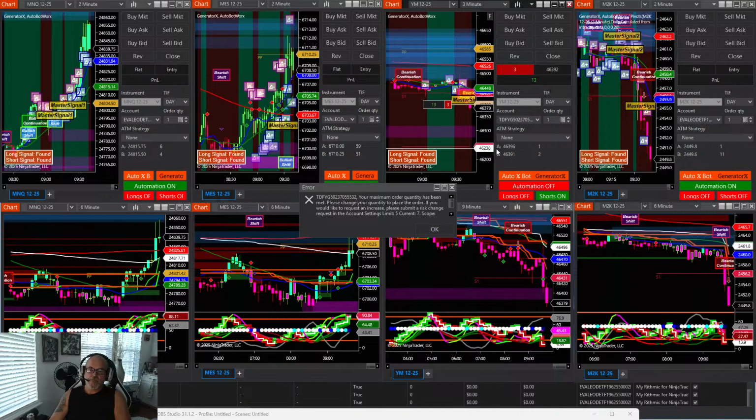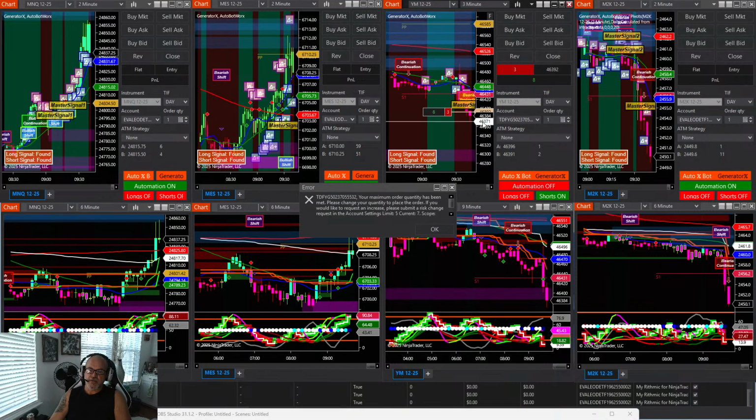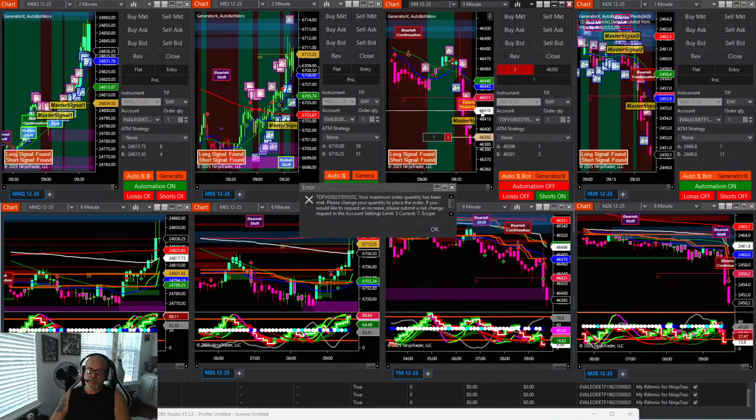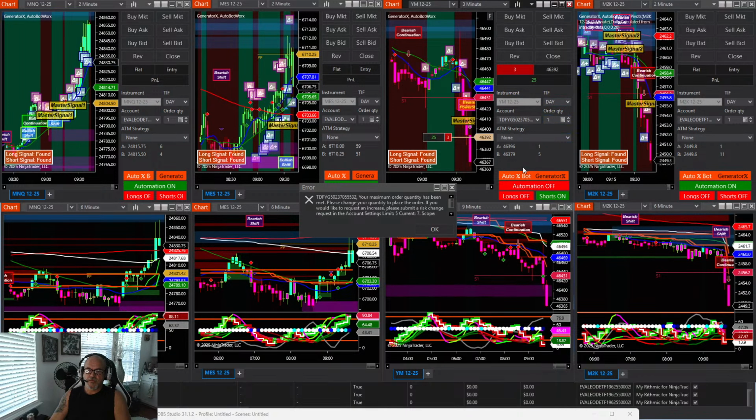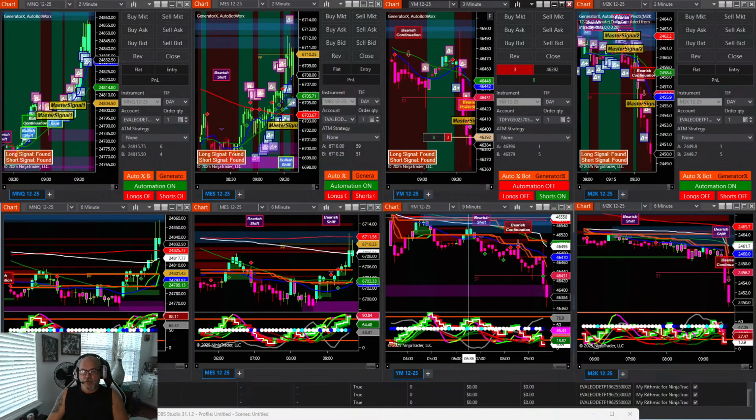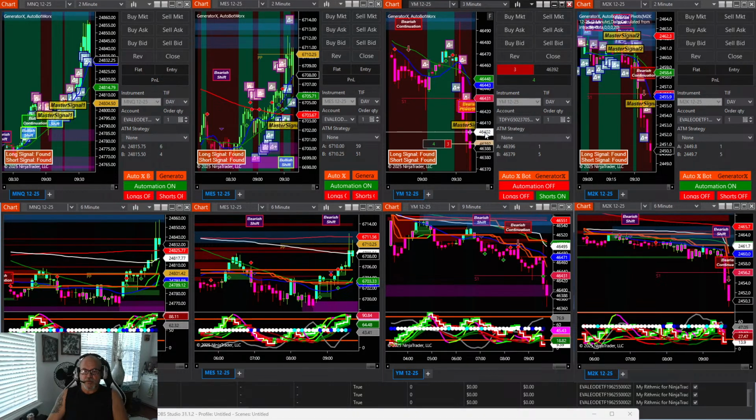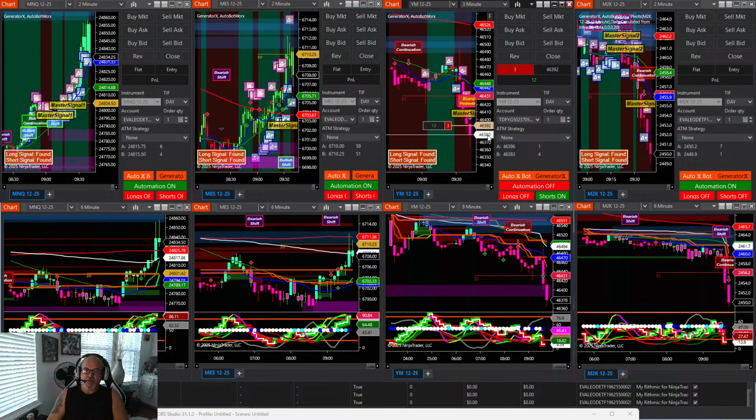It did not set my brackets. Shit. Maximum order quantity has been met. Please change your order quantity to place the order. The fuck do you mean maximum order quantity? I'm only in 3. And it didn't set my brackets.